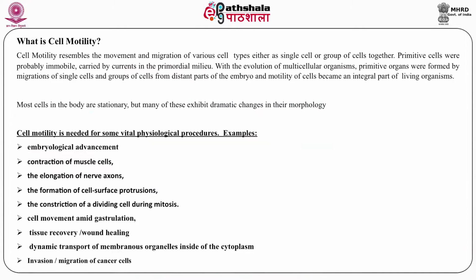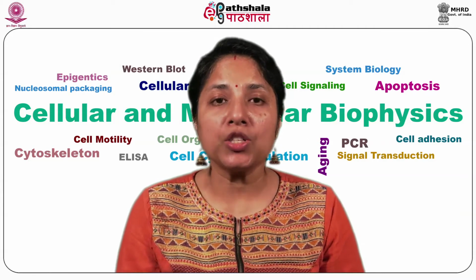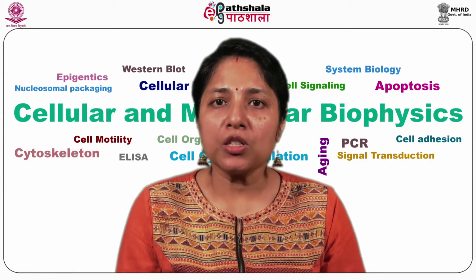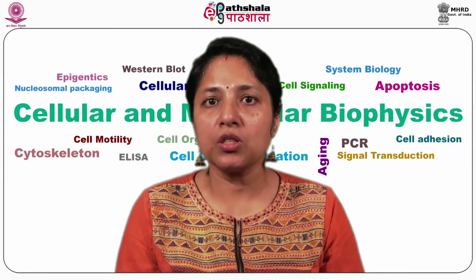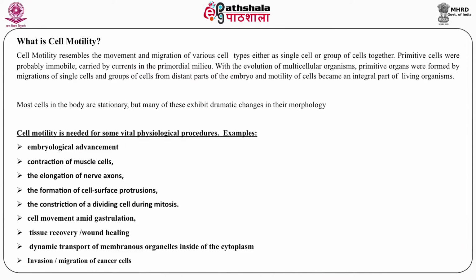Now, just to give a further introduction about the process of motility, most cells in the body are stationary, but many of these exhibit dramatic changes in the morphology: the contraction of muscle cells, the elongation of nerve axons, the formation of cell surface protrusions, the constriction of a dividing cell during mitosis. Cell motility is needed for some vital physiological processes amid development, for example, cell movement during gastrulation, tissue recovery, and embryological development.